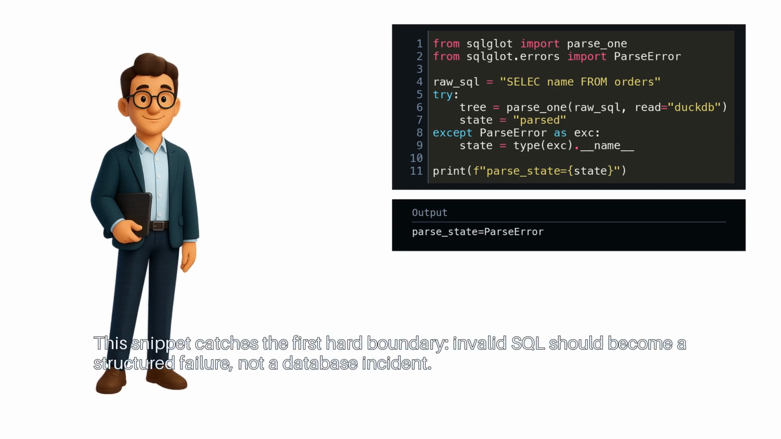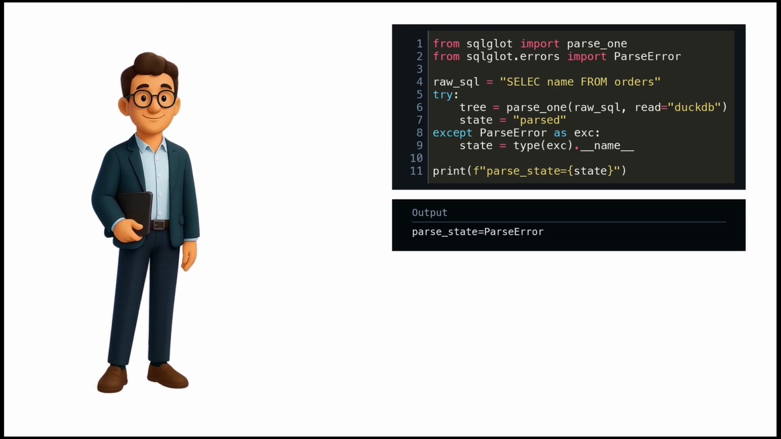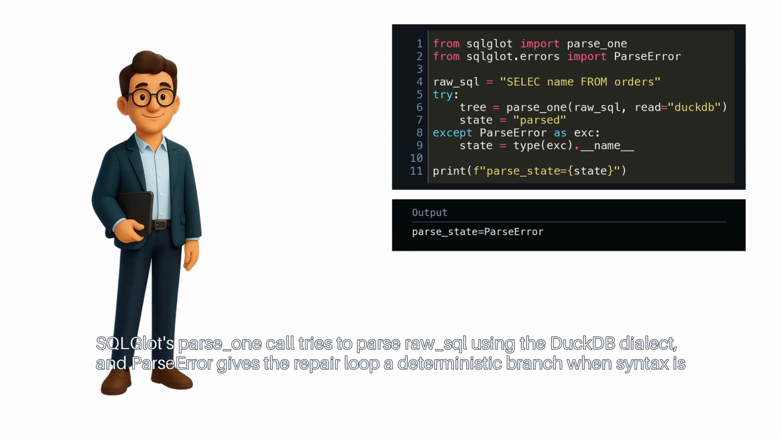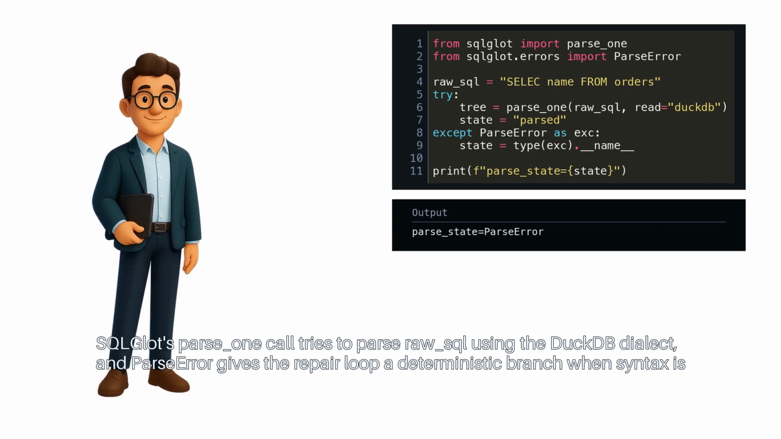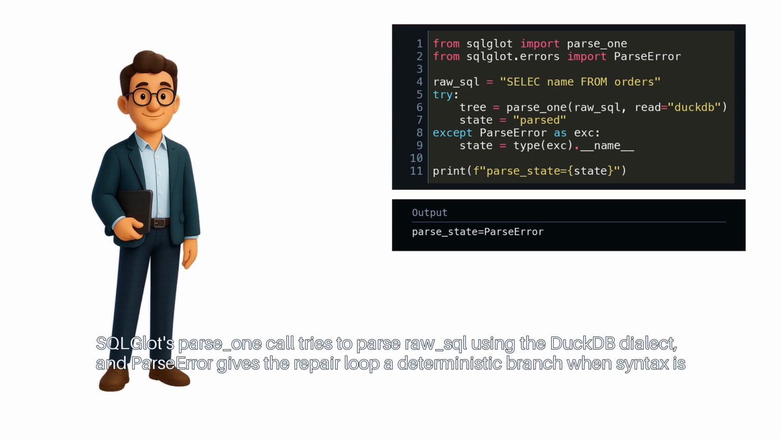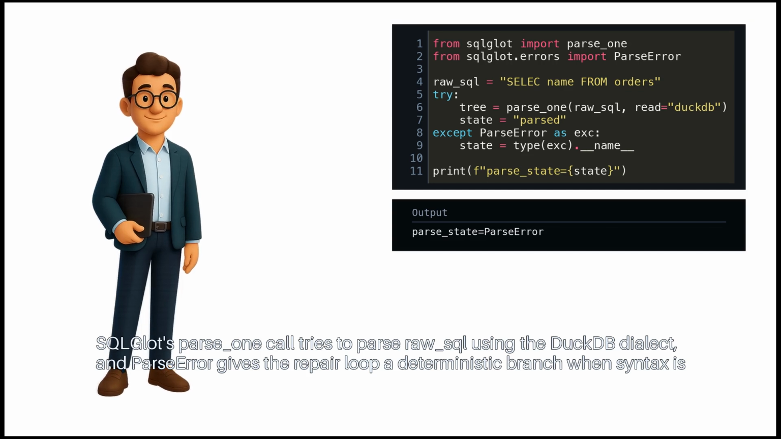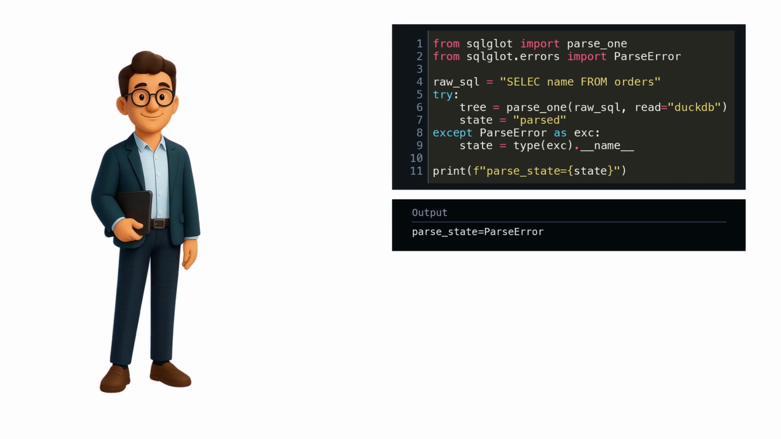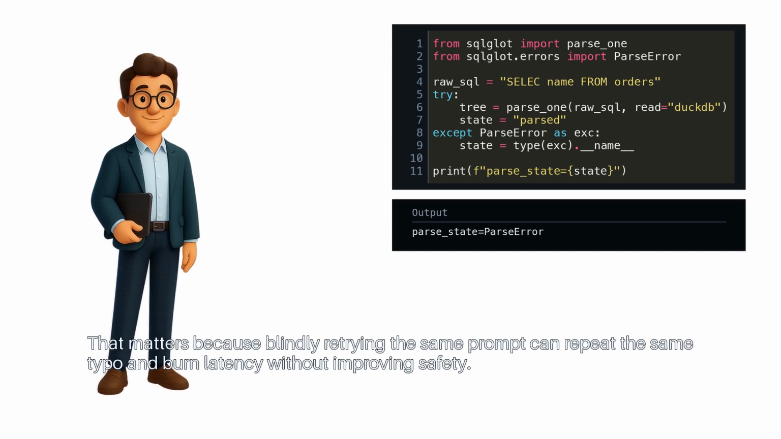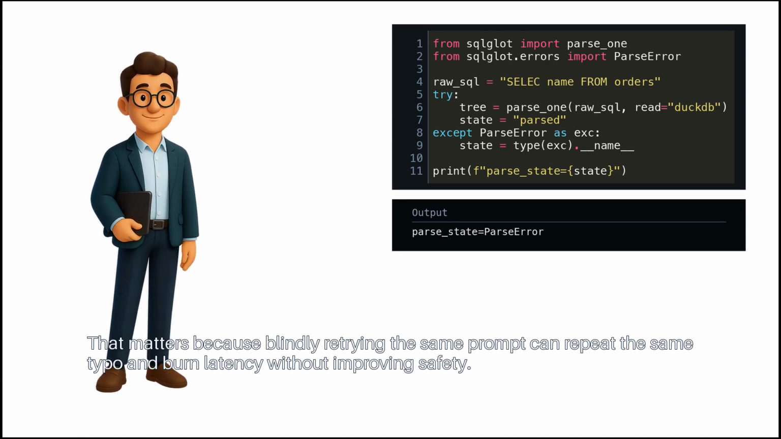This snippet catches the first hard boundary. Invalid SQL should become a structured failure, not a database incident. SQLGlot's parse_one call tries to parse raw SQL using the DuckDB dialect, and ParseError gives the repair loop a deterministic branch when syntax is broken. That matters because blindly retrying the same prompt can repeat the same typo and burn latency without improving safety.